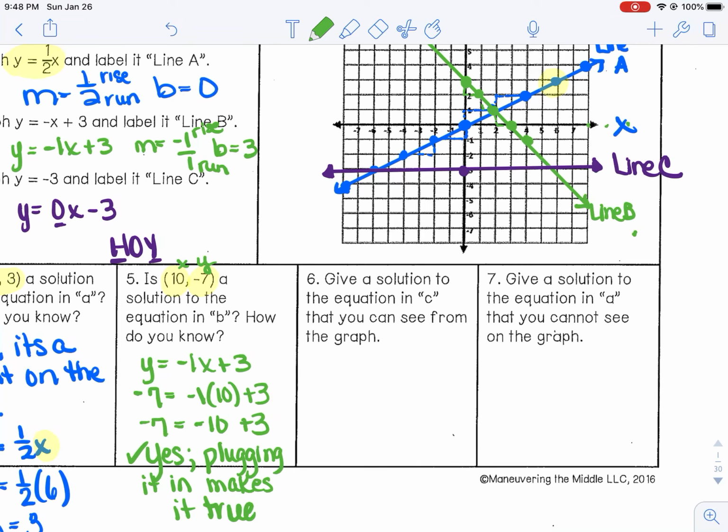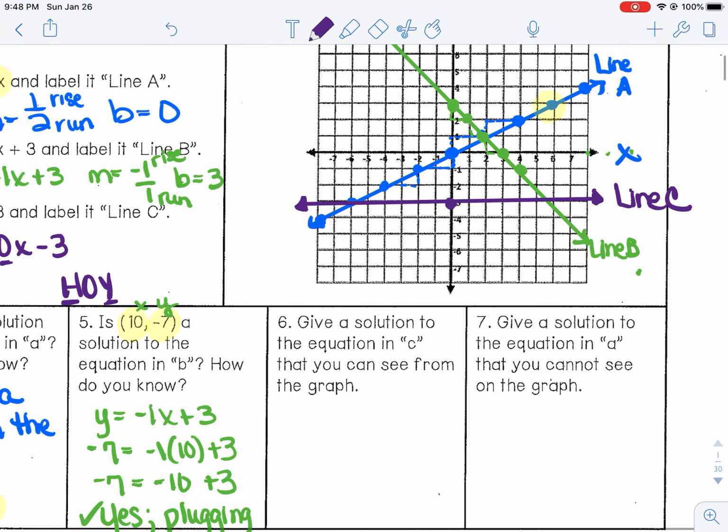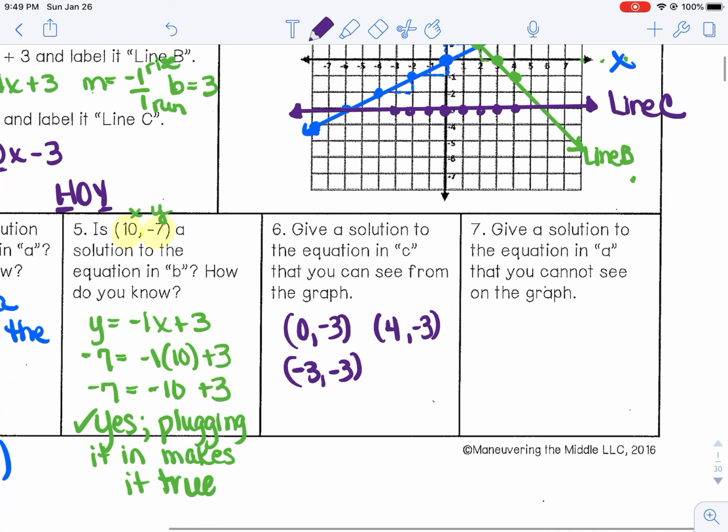Okay. Number 6 says give a solution to equation C that you can see from the graph. So we, of course, have our starting point, which was (0, -3). That's the easy one. But if you look on line C, every single coordinate, including the ones in between the ones that I'm picking, is a solution. I mean, you have (4, -3). You have (-3, -3). There are tons of them. Many answers.